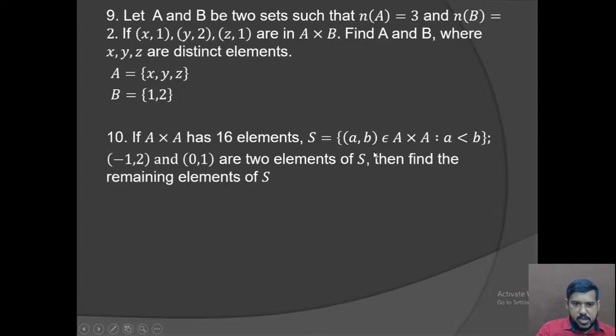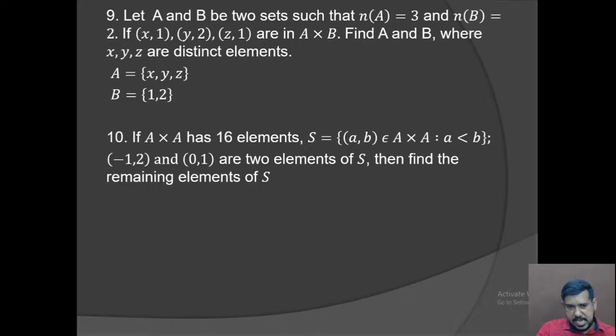What is given in the question means -1 comma 2 and 0 comma 1 are the 2 elements of S they have given. So in set S, how many elements are there? We don't know, but 2 elements are already given. Now first we have to find A cross A's 16 elements. To get those 16 elements, we must know how many elements are there in A. Previously we have done this, isn't it? In the previous slide we have seen the same procedure we are going to follow in this particular problem also.